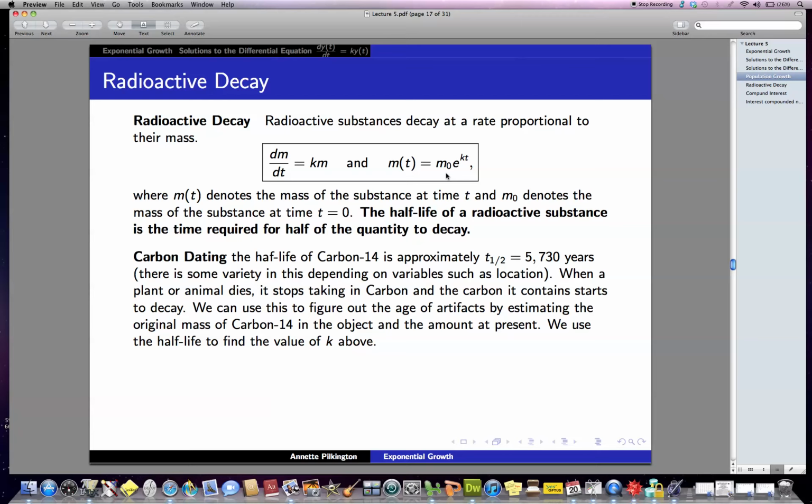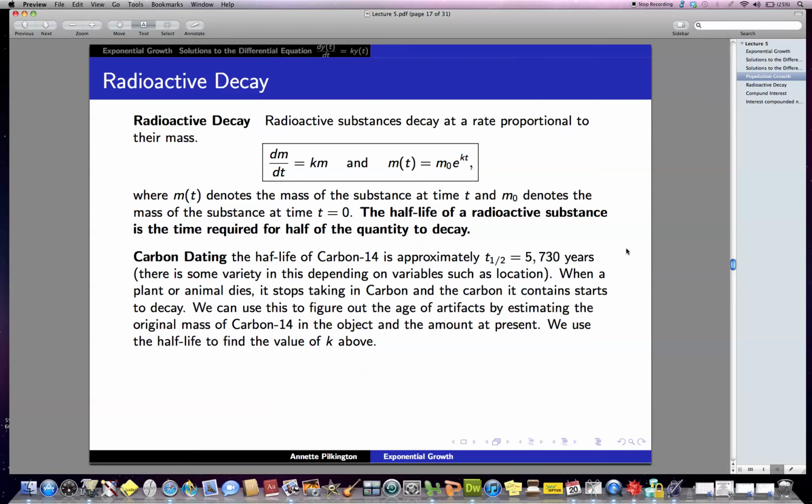Another number that's often quoted for radioactive substances is the half-life of the substance, and that's the amount of time it takes for the substance to be halved. And given the half-life of, say, something like carbon-14, here it is, it's 5,730 years, you know that if I have any initial quantity of that, then it takes 5,730 years for that quantity to reduce to half its size.